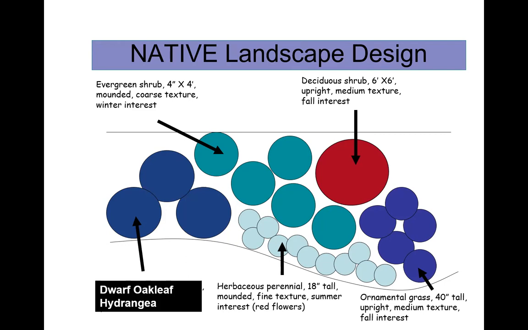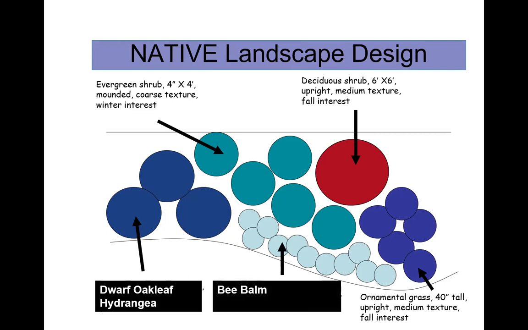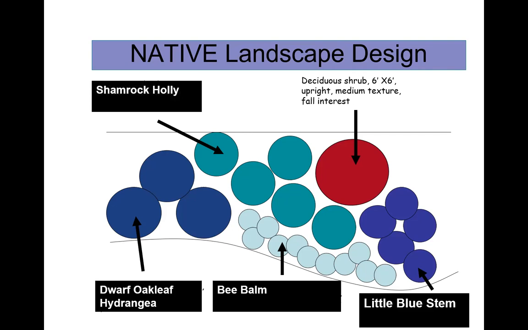Now, there's some questionable things. Dwarf oakleaf hydrangea cultivar, bee balm, little bluestem grasses perhaps here as a kind of a mass of plants there. Maybe you want to put some shamrock hollies in there as your evergreen shrub. Maybe you want to do a fringe tree as your focal point, your specimen plant. But you don't have to use this only to do native plants.